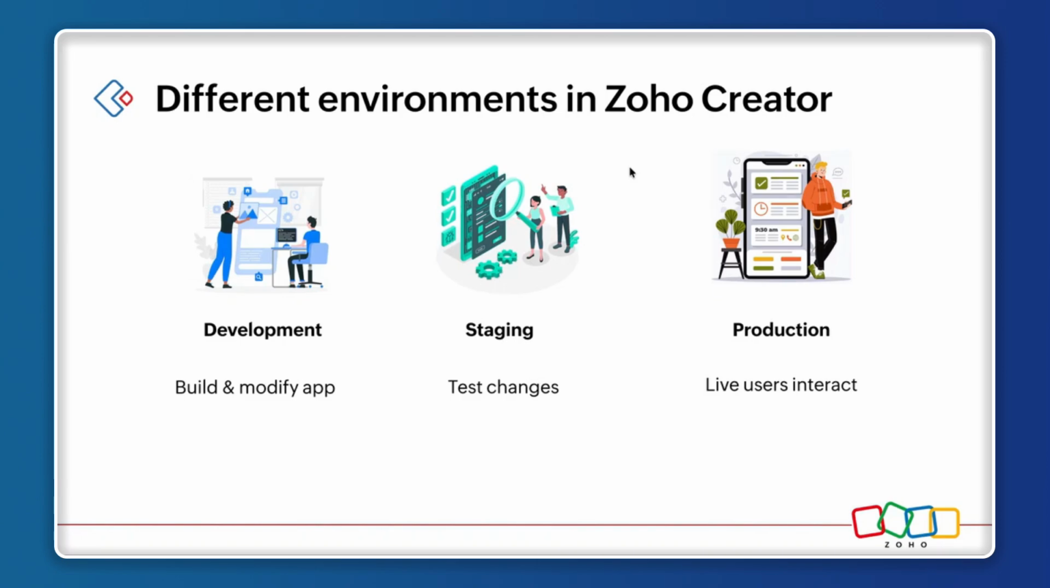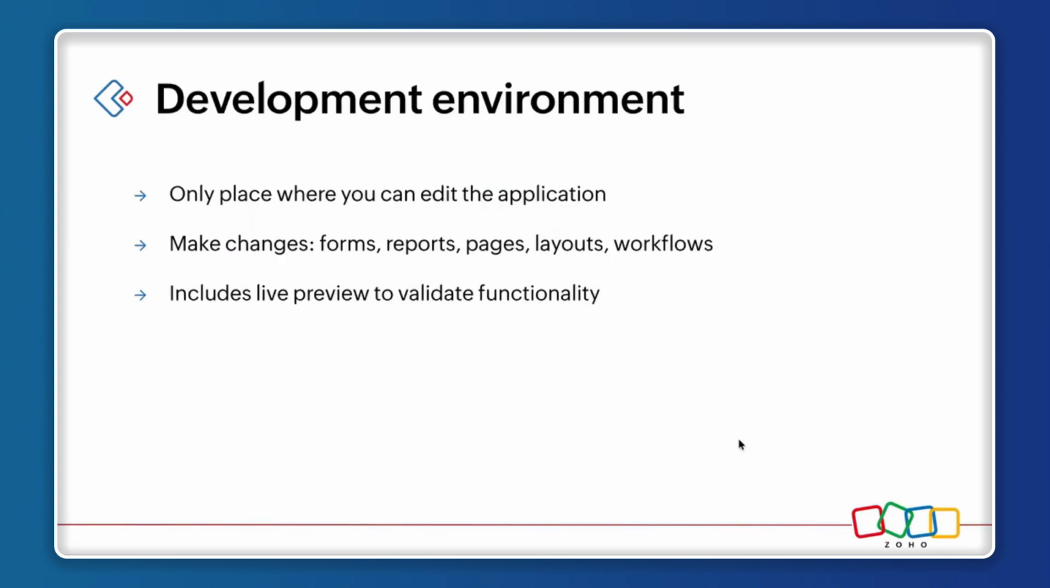So this is the step by step process that we'll be following, and the three different environments here. First, we'll build and modify the application under the development environment. Second, you will be testing those changes that have been made under the staging environment. Third, at last, once the testing is completed and you're sure about the new changes or updates, you will be able to push it into the production environment. So this is how the process would go on. Now, let's understand these different environments one by one.